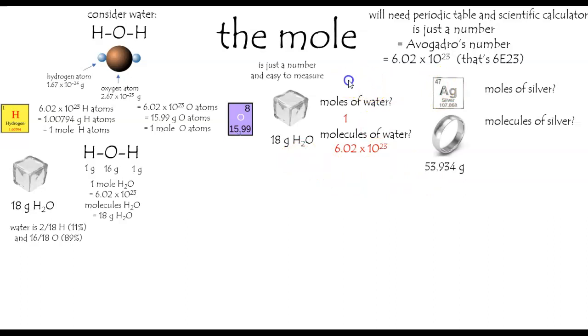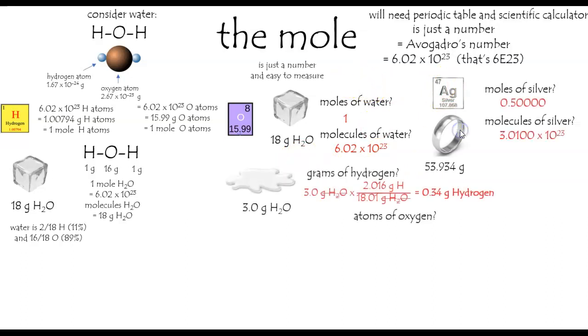Let's apply this to a nice silver ring. I love silver. Let's imagine it's pure silver, not silver oxide, not tarnished, pure silver, and somebody gives you a ring, perhaps because they love you, and it weighs 53.934 grams. Good for them. How many moles do we have? Notice that there's the molar mass right there, and I purposely picked a number that is exactly half of that. So we have a half a mole of silver.